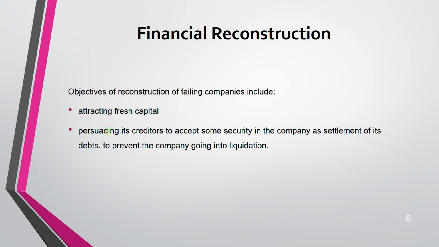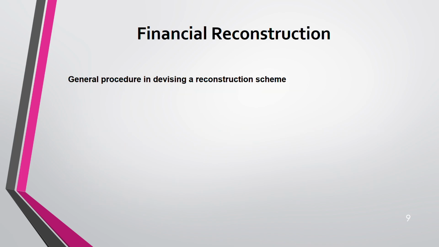Second, persuading its creditors to accept some security as a settlement for debt. Even if they cannot pay you the entire amount, at least accept some security so that they do not have to wind up, so that they can prevent the company from going into liquidation. These are the options available for them: a company voluntary arrangement, an administration order. Okay, these are the two.